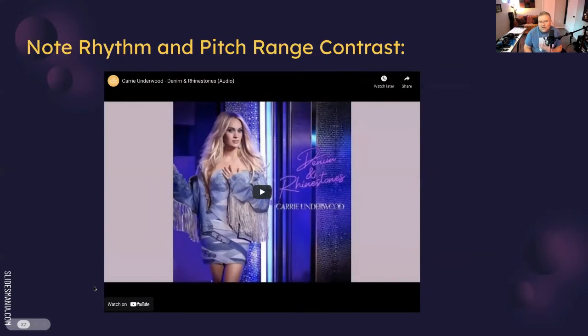The next song that we'll listen to is kind of a country pop song, a new one that Carrie Underwood released called Denim and Rhinestones. And the first time I heard this song, I'm just a sucker for a good melody. And this song captures, it's a Nashville song.